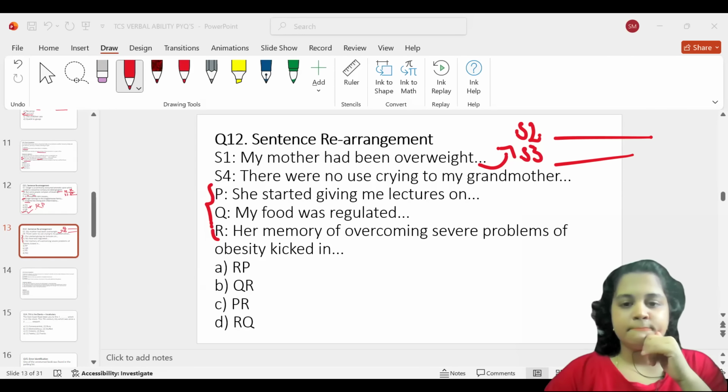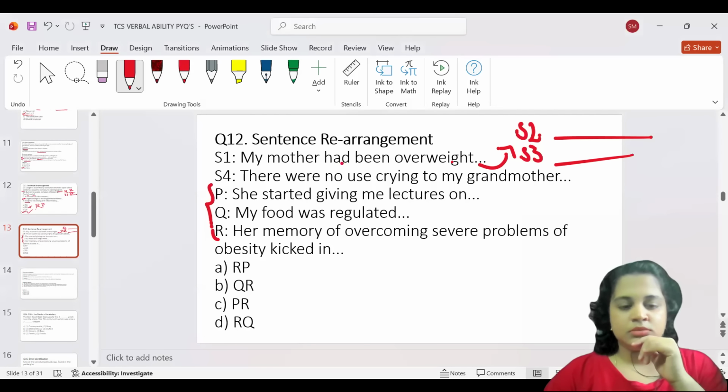Options are P, Q, and R. Let us read them so that we'll know how to explain. After S1, my mother had been overweight. And after that, she started giving me lectures on my food being regulated, her memory of overcoming. So it talks about my mother, and these two also start with a subject having the mother.